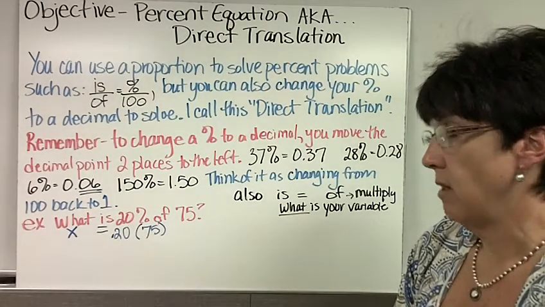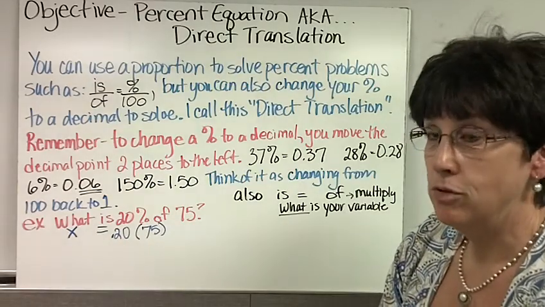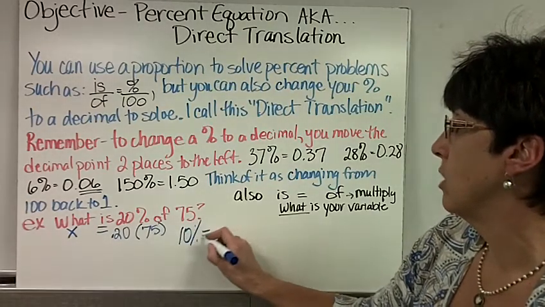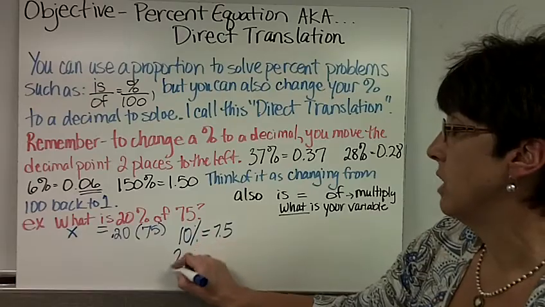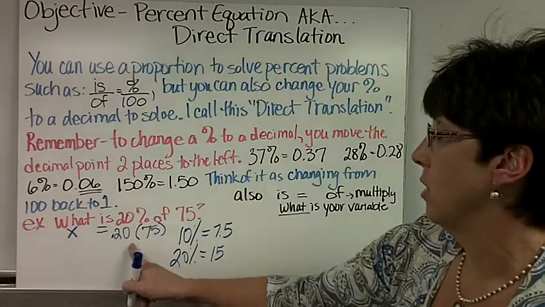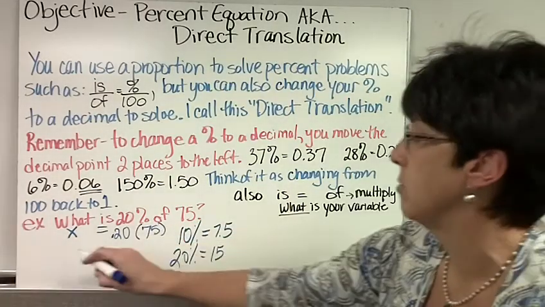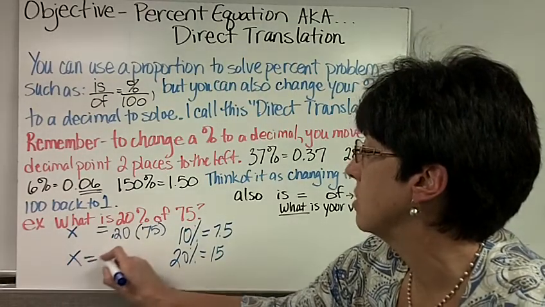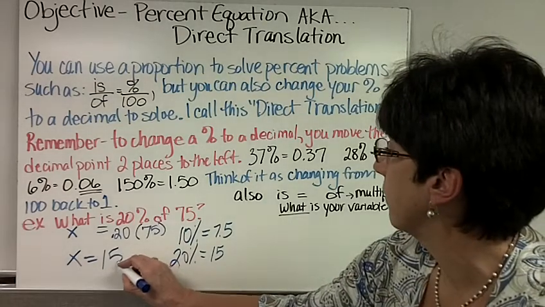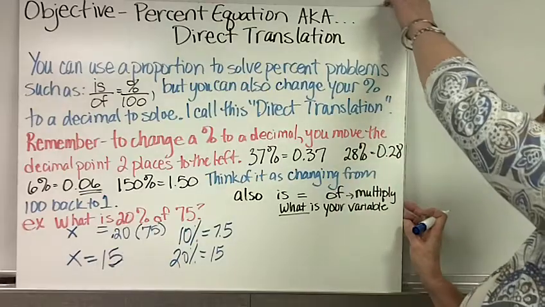So you could either do the math, or you could think 20% of 75 is 10% twice, and we know that 10% would equal 7.5. So if we double that and get 20%, it would be 15. So I could set up a math multiplication problem, but I can just do this in my head. So I get x equals 15. So 20% of 75 is 15. Okay, here we go. Let's do another problem.